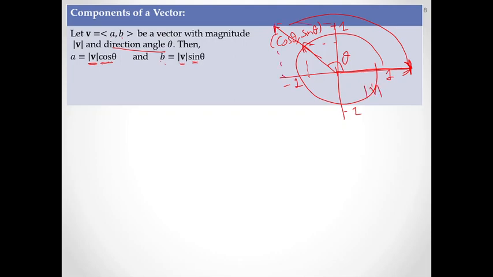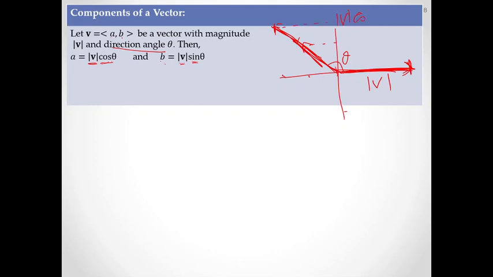If you do it with V, the length of V, when you multiply by V, you extend it to the absolute value, the length of V. So the radius will be the length of V, but this time the components will be the magnitude of V times cosine theta, and the magnitude of V times sine theta.